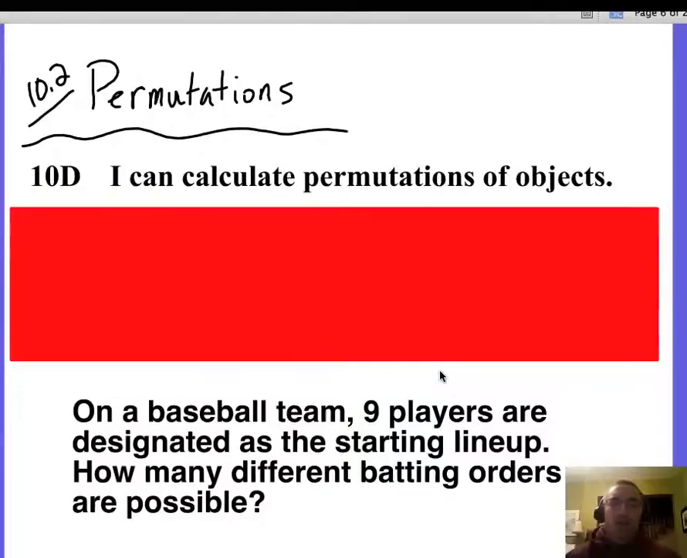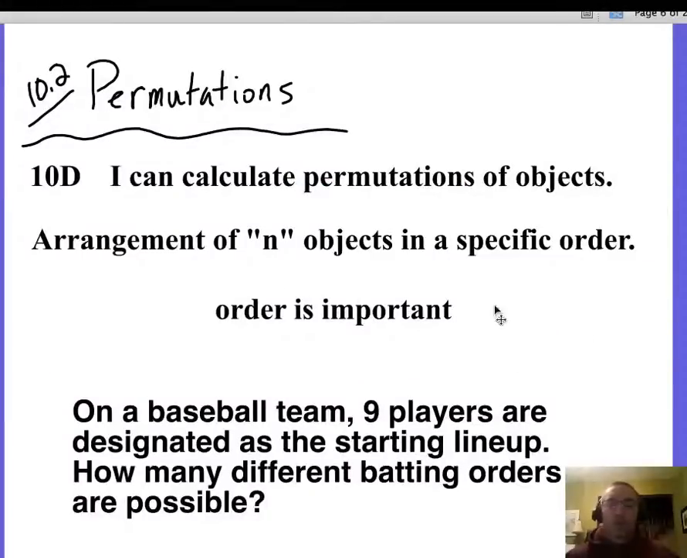Now we're going to take a look at learning target 10D. I can calculate permutations of objects. This is section 10.2 in your book for those of you following along at home. Now, permutation is really a fancy word for an arrangement. So we are going to figure out how many ways there are to arrange n objects in a specific order. Again, it's got to be important in the problem that order is key.